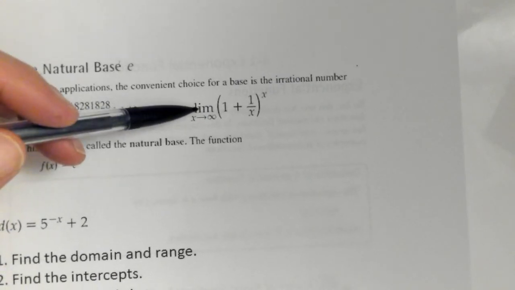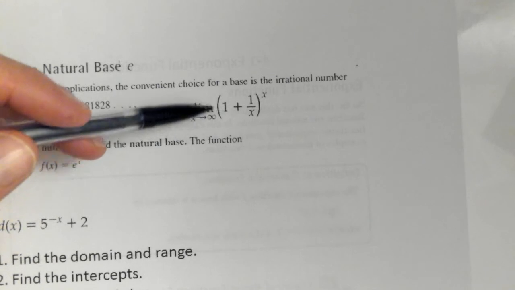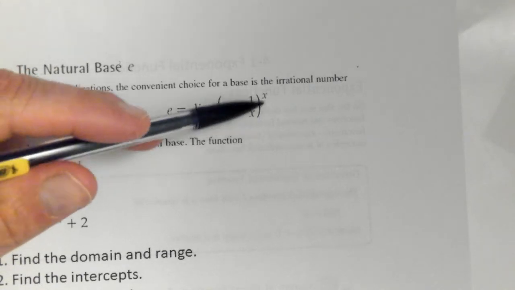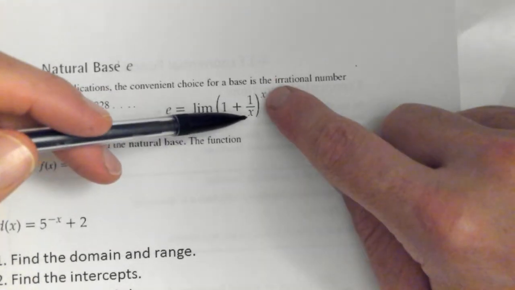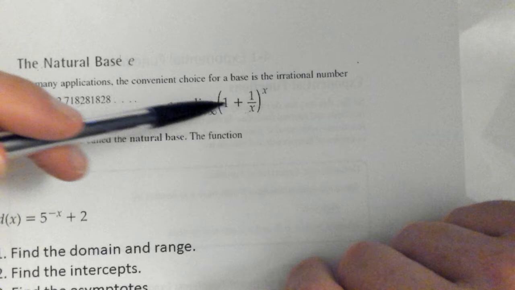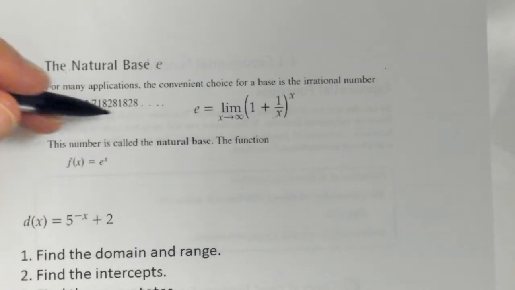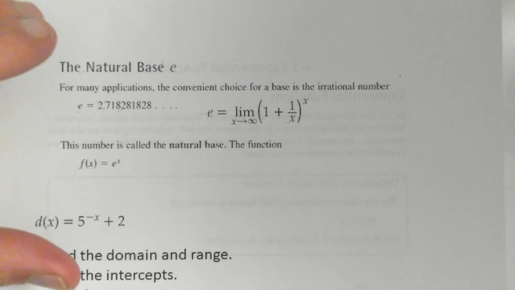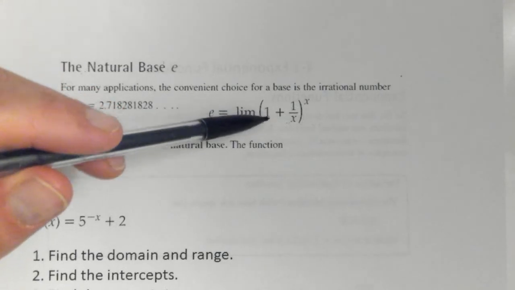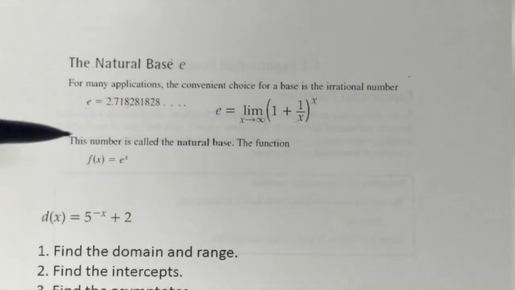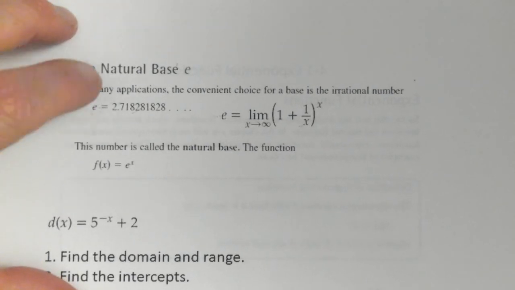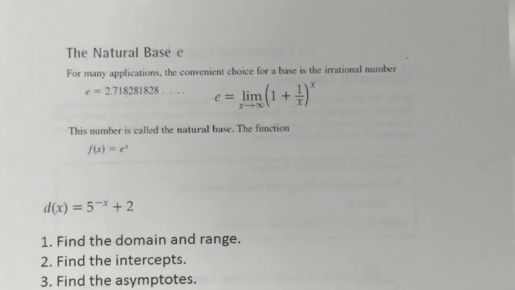Okay, it's the limit as x approaches infinity of 1 plus 1 over x to the x power. So in this function, as x gets bigger and bigger and approaches infinity, the limit of this function, that's where your e comes from. So that's how you obtain this number. All right, you could actually plug it into the calculator if you wanted, or graph this and see what happens as the x gets bigger and approaches infinity. You would see that the limit approaches this number e.